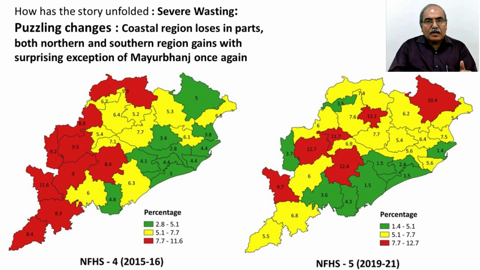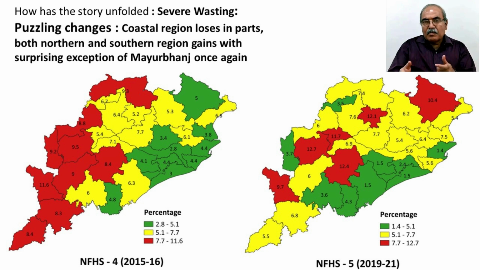But the same story doesn't repeat in severe wasting. In fact, we find very puzzling changes. So the northern and the southern regions gain, whereas in the coastal region, you can see districts losing out. That means severe wasting has gone up if you look at the NFHS 4 cutoffs.